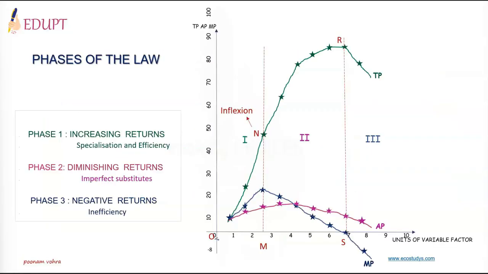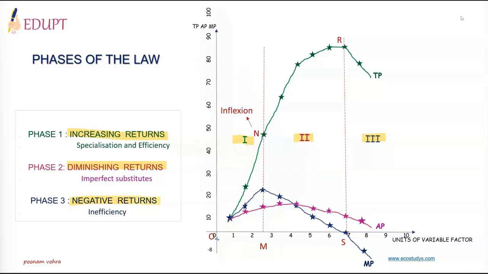Let's understand the law. This law is explained in three phases. Phase 1 is increasing returns to factor. Phase 2 is diminishing returns to factor. And phase 3 is negative returns to factor.